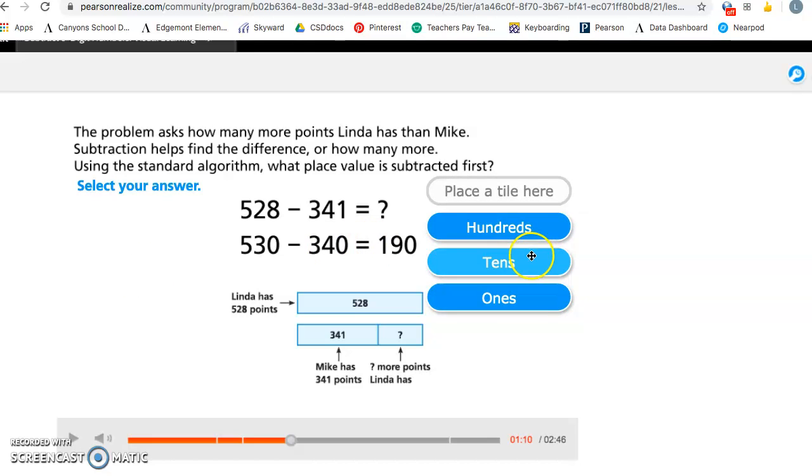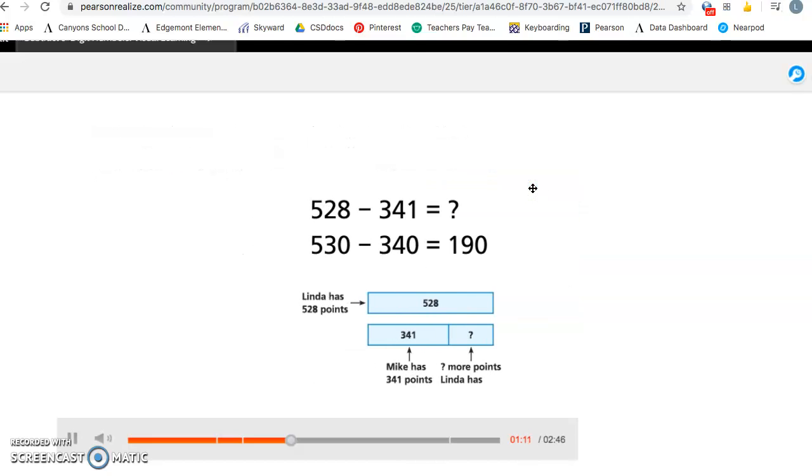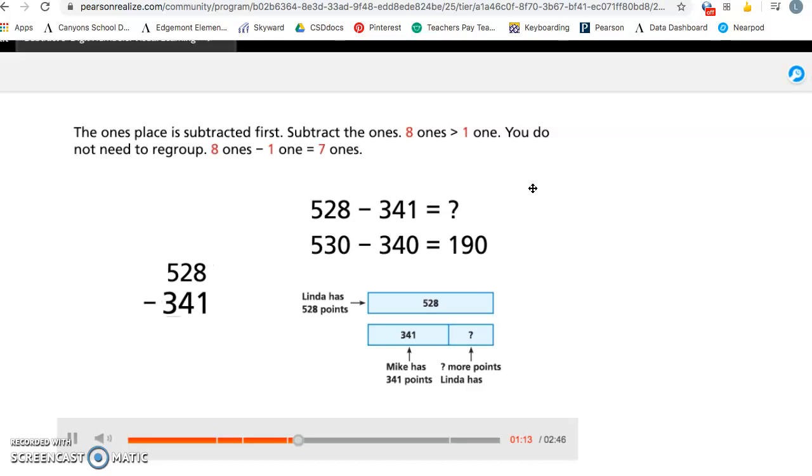Select your answer. The ones place is subtracted first. Subtract the ones. 8 ones is greater than 1 one. You do not need to regroup. 8 ones minus 1 one equals 7 ones.